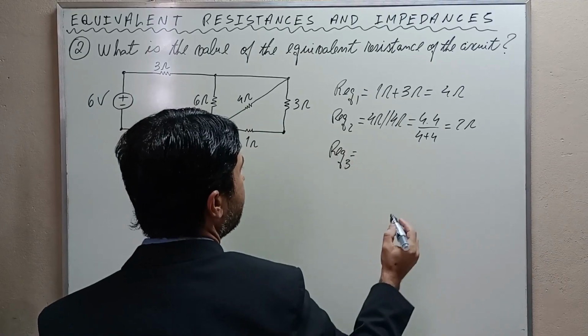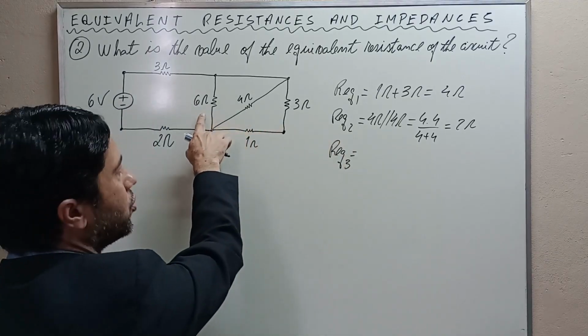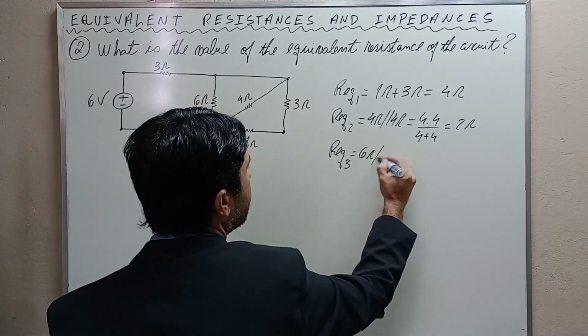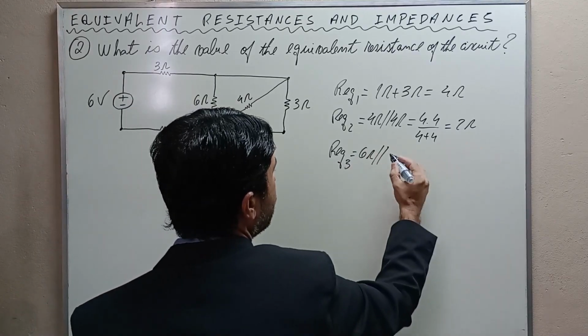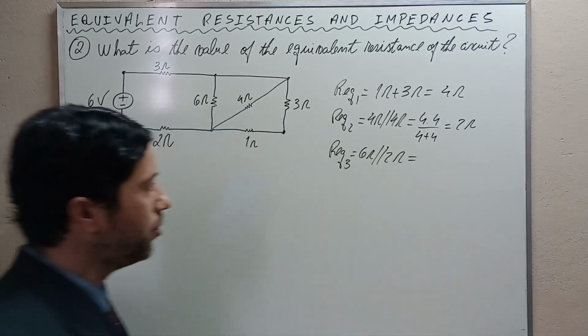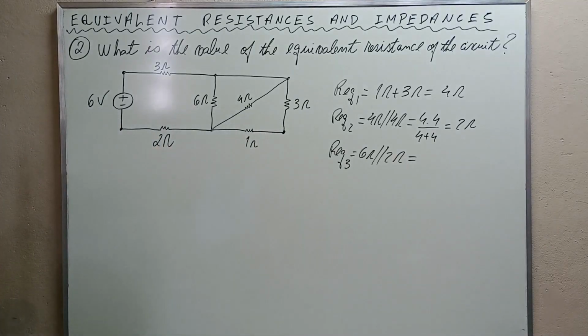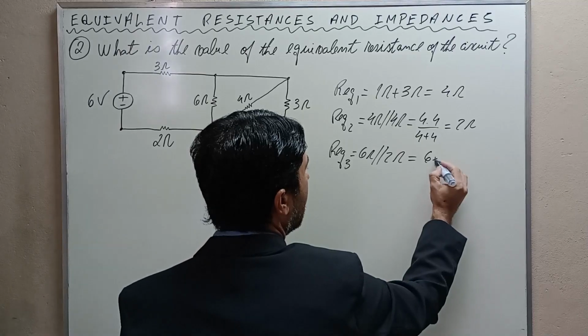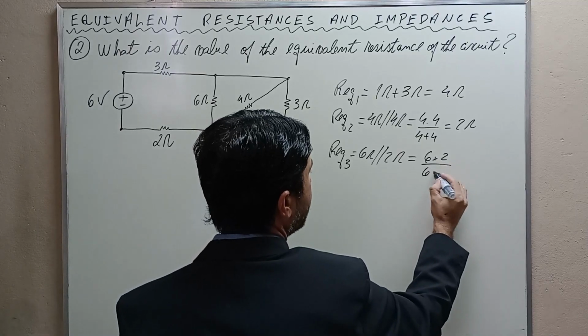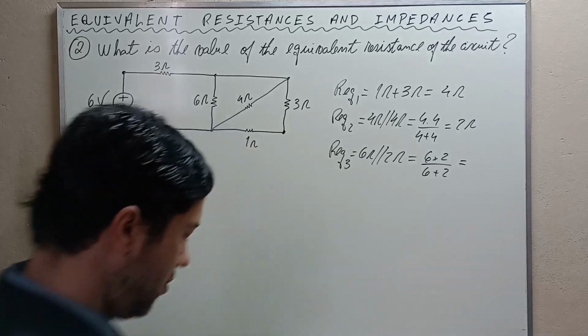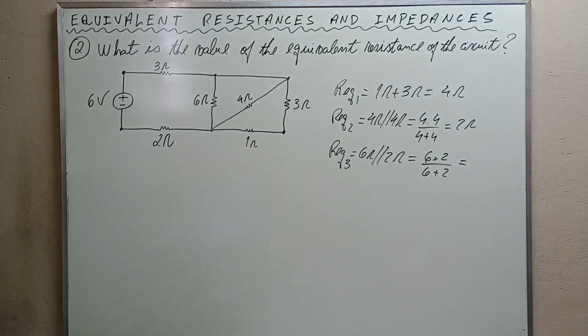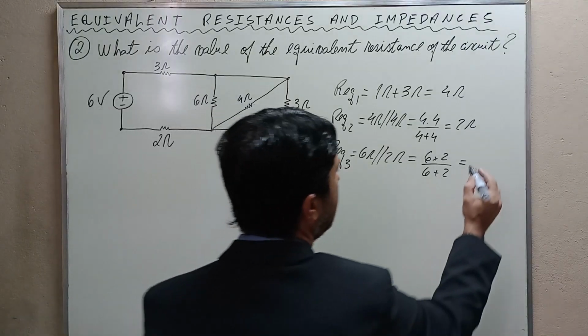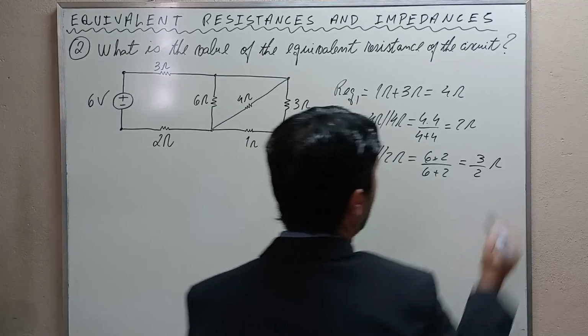third equivalent resistance, which is the parallel combination between this 6 ohms resistor and this 2 ohms resistor, okay? The rule of thumb is the product over the sum. Thus it is 6 times 2 divided by 6 plus 2, and this is equal to 12 over 8, which can be further reduced to 3 halves. Alright?